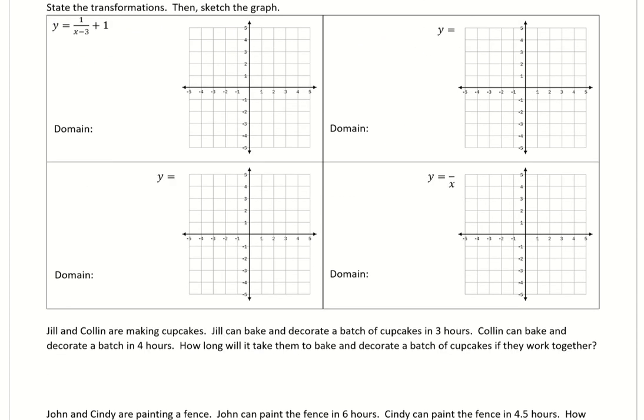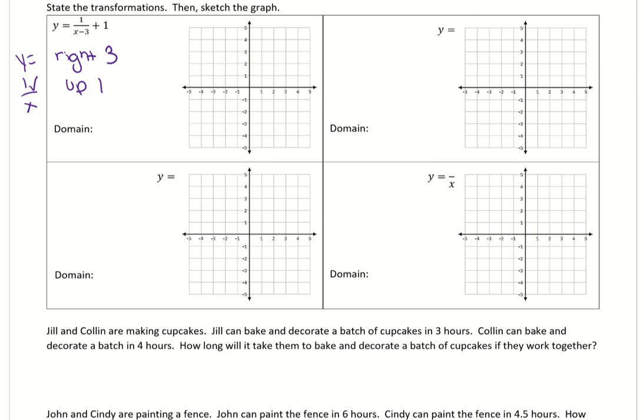So let's take a look. This first one right here. Remember, our parent graph is y equals 1 over x. So if we see a 1 right here, that matches the parent graph. So we don't have a stretch or compression. What we do have, though, is that it's moving to the right 3 units, and we also have that it's moving up 1 unit. So let's sketch this guy.